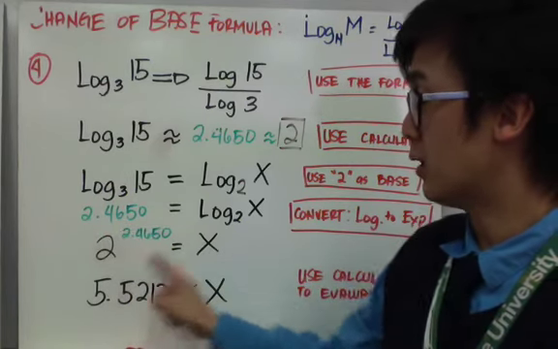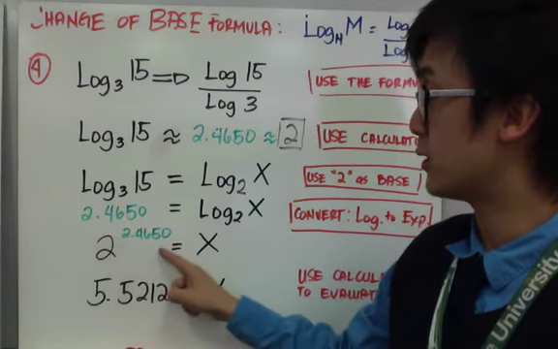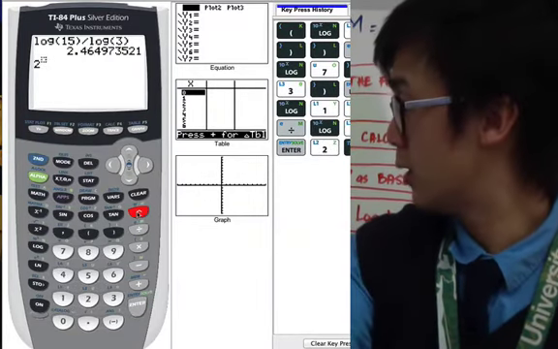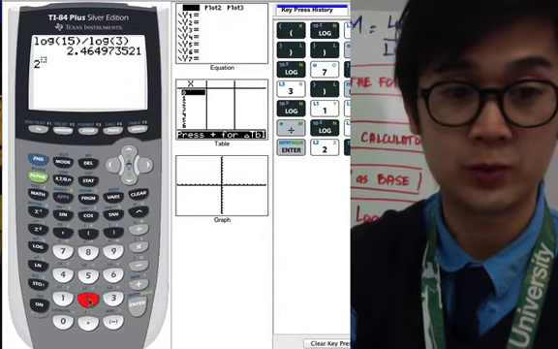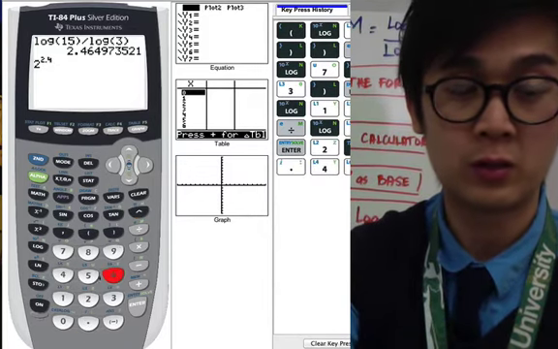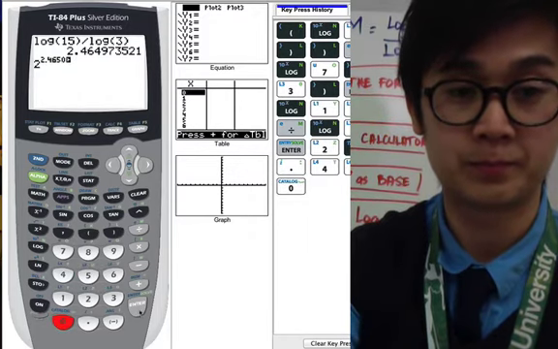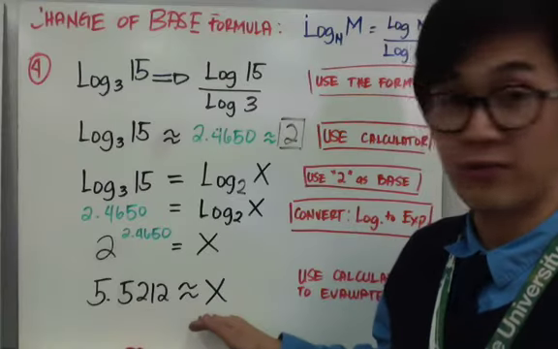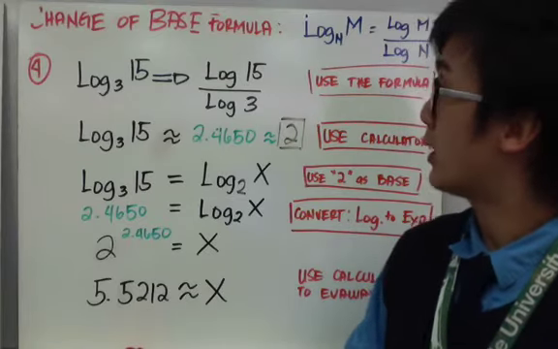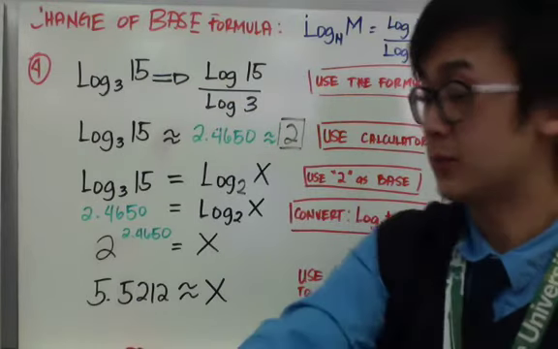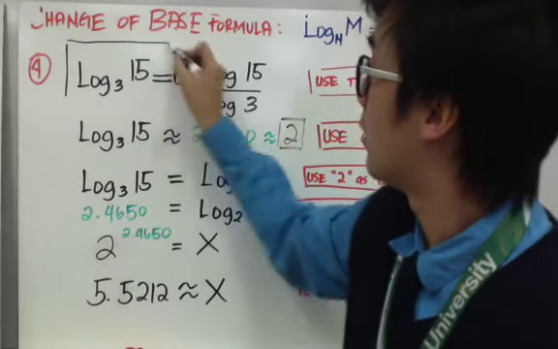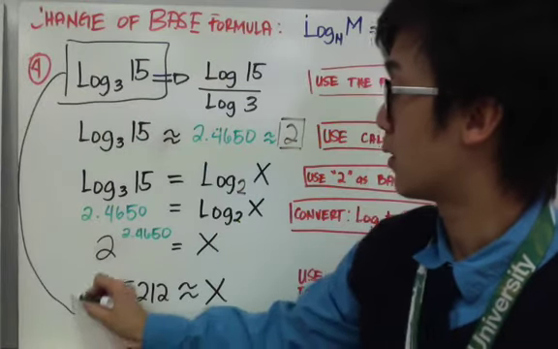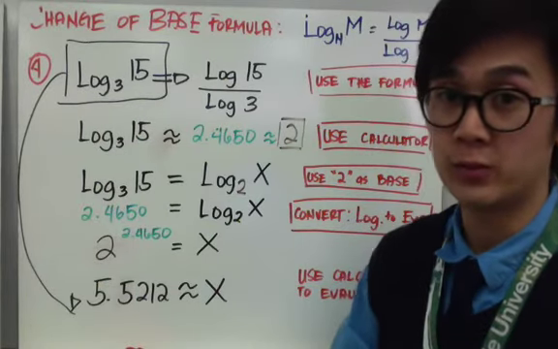And using our calculator, we can evaluate 2 raised to 2.4650, which gives us 5.5212, which is our value of x. So this is how we use the change of base formula so we can find the exact value of the logarithm of 15 base 3, which is equal to 5.5212.